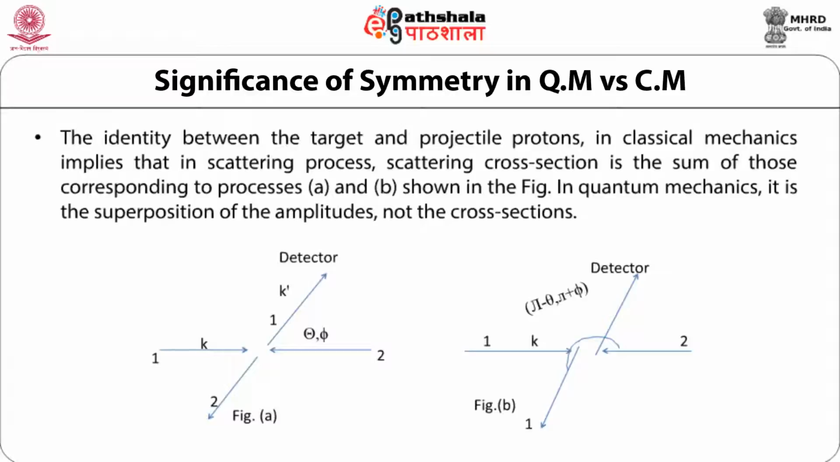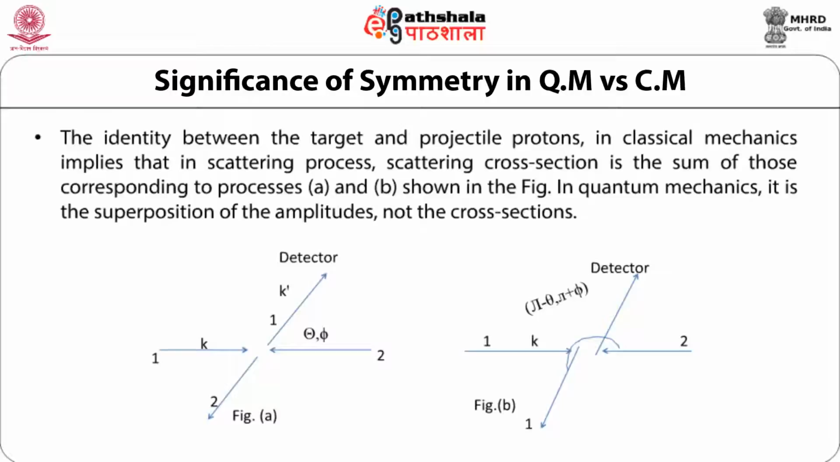Now in case of classical mechanics, if you want to find out the total scattering cross section, then it is the sum of these two processes, that is, the scattering cross section as determined by these two processes, wherein in one case the detector detects the projectile proton, while in the other case the detector detects the target proton, and the total scattering cross section is the sum of the scattering cross section of the projectile proton and the target proton.